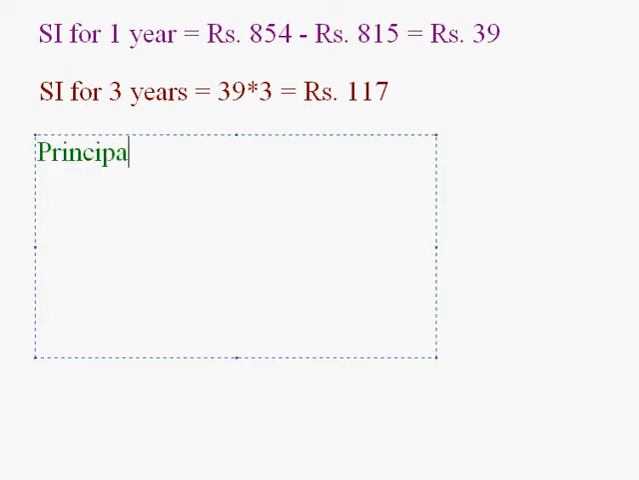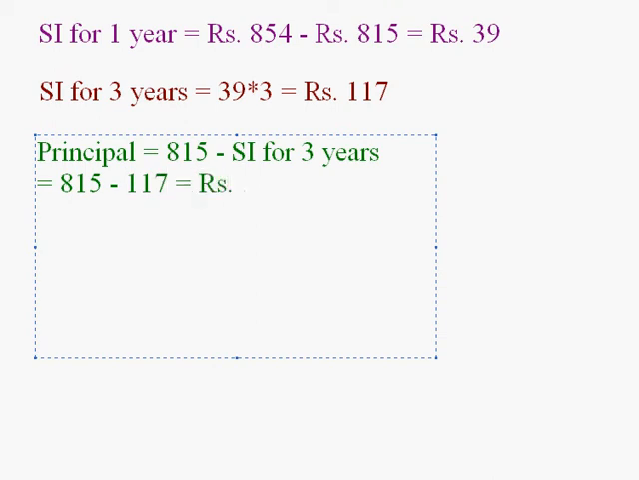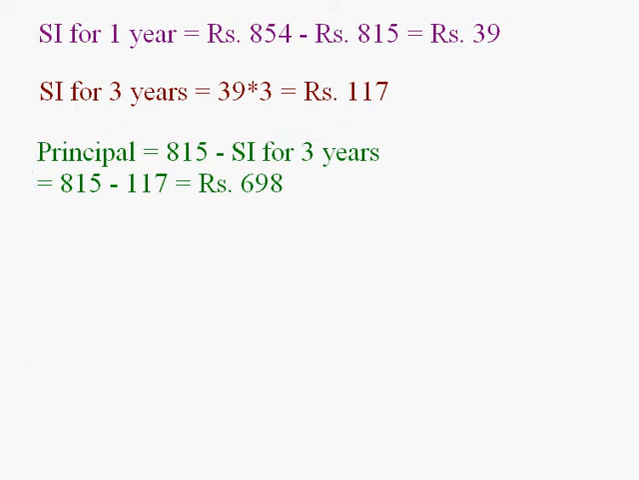Principal will be 815, that is the total amount of money at the end of 3 years, minus simple interest for 3 years, right? So it will become 815 minus 117, that becomes equal to rupees 698. Alright, so this is the principal. Now once again, look at the question carefully.